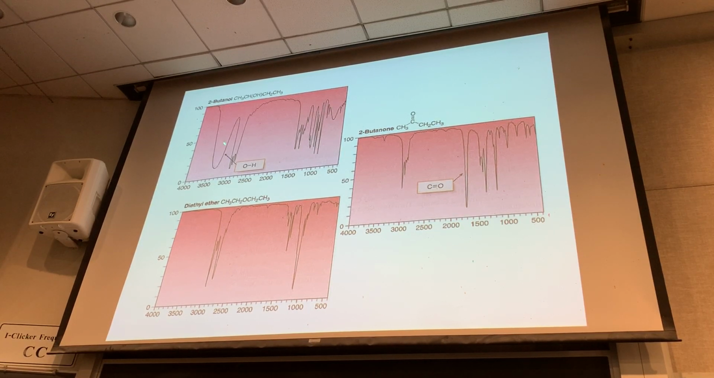Butanol, 2-butanol. See the big alcohol OH guy and not much else. Here's butanone, a ketone. We don't see the big OH anymore. It's not there. It's the carbonyl now. We see 1700. And the ether here. We see the strong carbon-oxygen stretch there and some alkyl CH stretch. But that's all we see.